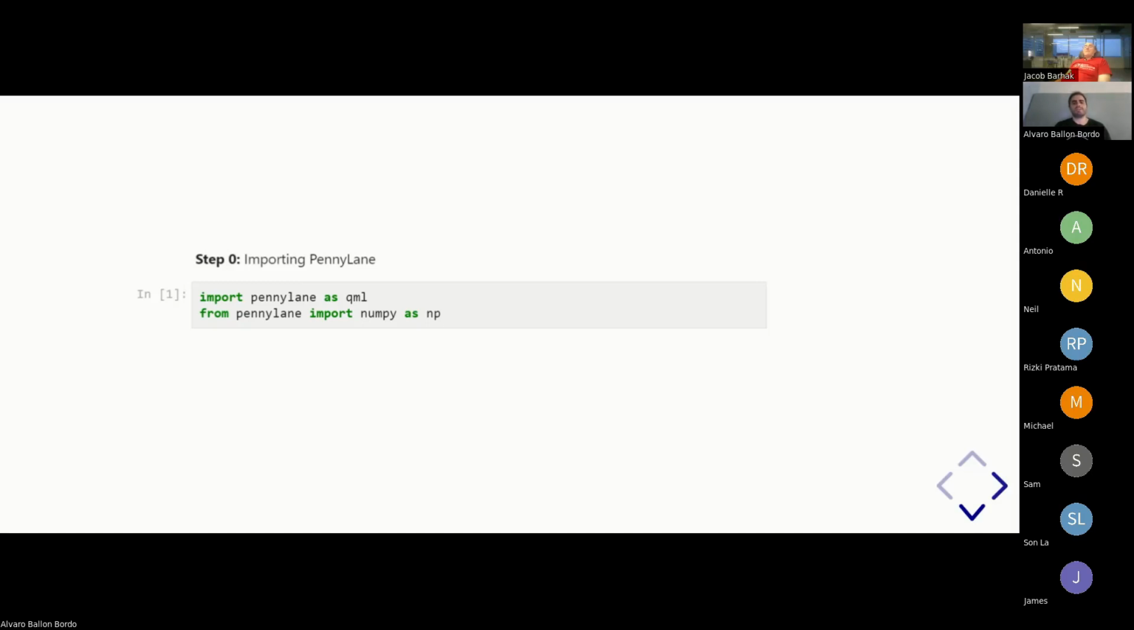And from PennyLane, there's a version of NumPy that is within PennyLane, and that's actually very useful for some things that we want to do within PennyLane. So it's recommended that, when using PennyLane, you use this particular version of NumPy. Okay, so just import them by writing that, or if you're following the notebook, that's already written for you.